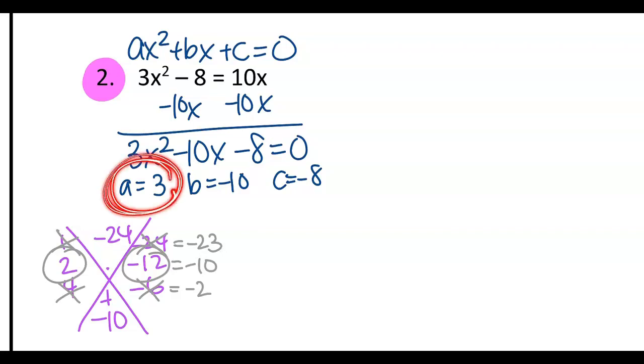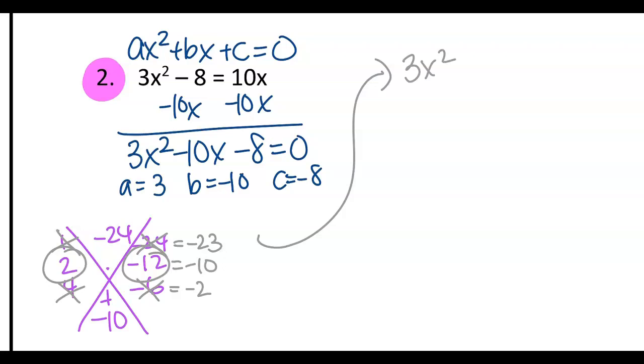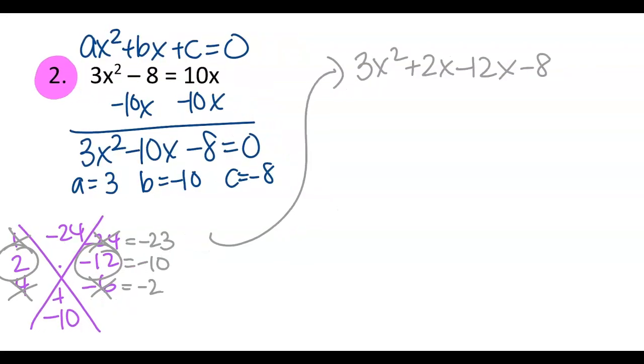Since the a value is not a positive 1, we have to factor by grouping. A lot of students think just because they smile pretty that I'm going to forget about it and let you just put both binomials. No, you have to factor by grouping. So I'm going to put my work up here. We're going to make this 3x squared. Instead of putting minus 10x, I'm going to do positive 2 and negative 12, because when you combine both of those, you'll get negative 10. So I'm going to put a plus 2x minus 12x minus 8, and we're going to set this equal to 0. This is what you need to factor by grouping.